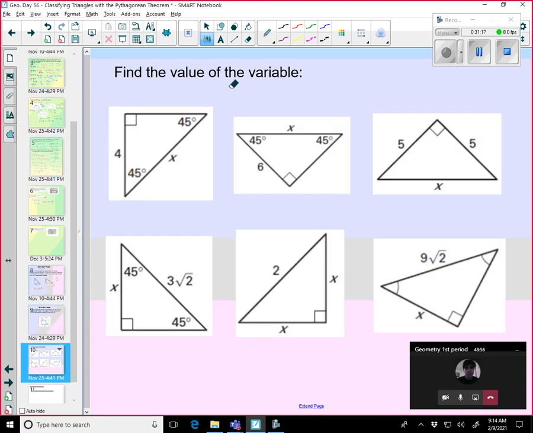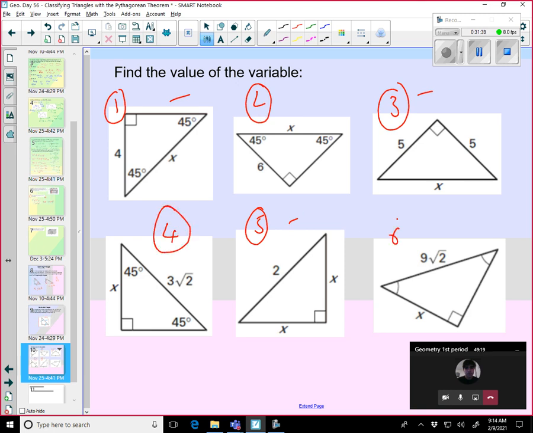Find the value of the variable. I will do a few of them, then give you a chance to work on the others. So let me do 1, 3 and 5. I want you to do 2, 4 and 6 on your own. You're working on the ones which I have not marked.